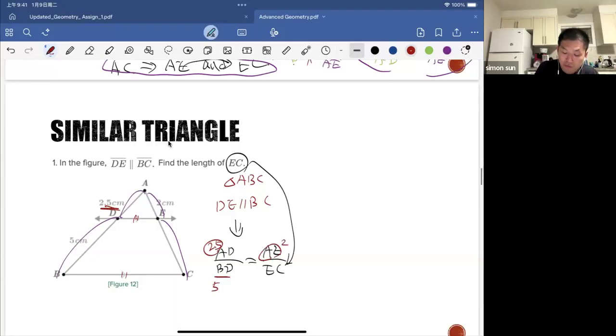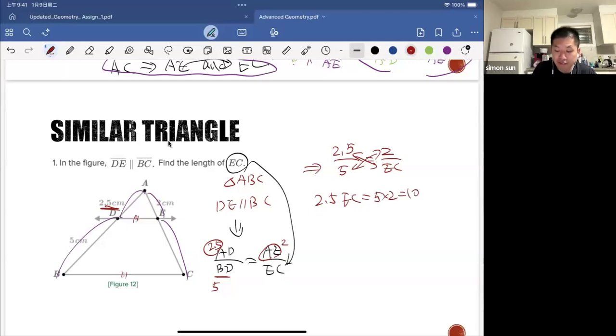So the final equation is 2.5 over 5 is equal to 2 over EC. We do the cross product, so 2.5 EC is equal to 5 times 2, which is 10. So 2.5 EC is equal to 10, and EC is equal to 4. Solved. We don't need to prove the similarity of the big triangle and the small triangle. We can directly use that the ratios will be the same. Okay, any question with this one?